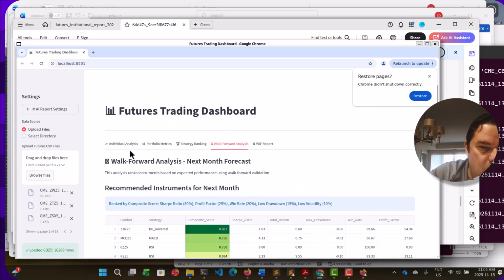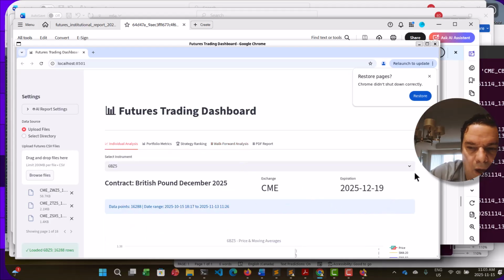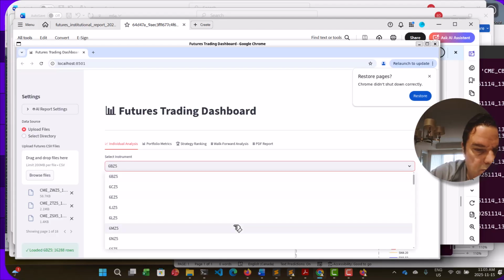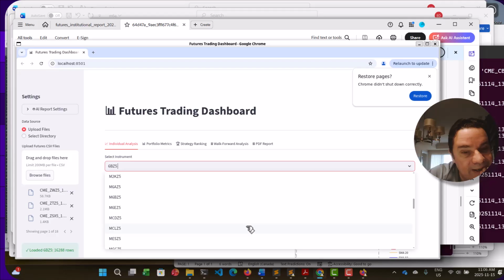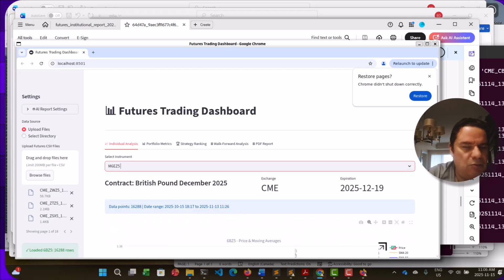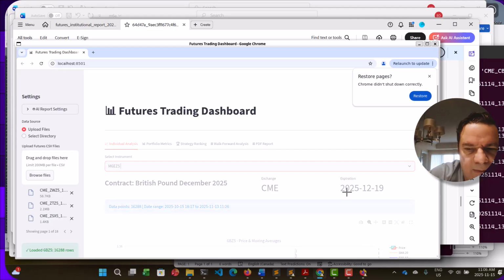So, for instance, if I go in and look at individual analysis on, let's say, M6E that I showed you, let's just see, I've done this before. Remember, there's the micro and the full contract size of the instrument you're interested in. So we're looking for M6E. There it is. And again, we're using December contracts, so there might be some issues around that.